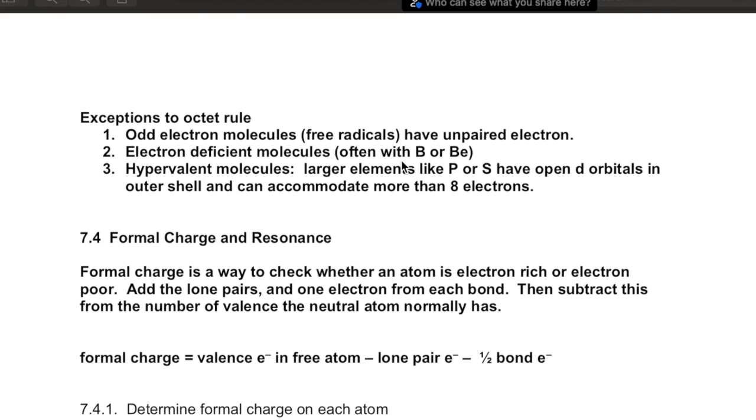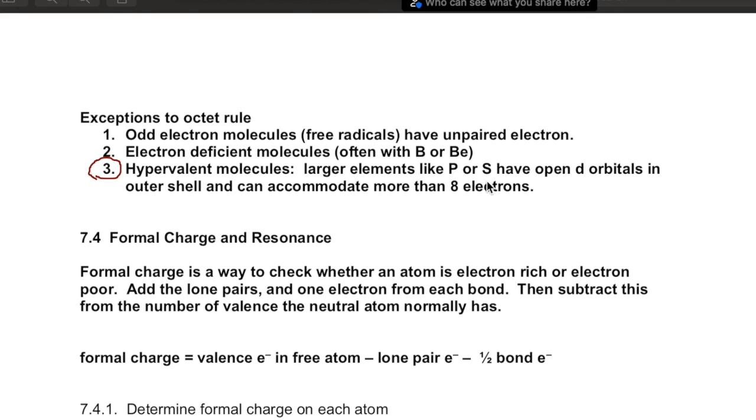So beryllium only having 2 valence electrons and boron only having 3 valence electrons sometimes forms a structure where the boron or the beryllium atom does not have a complete octet. Again, we're not going to deal with those too much, but one thing that we are going to see a few of are these hypervalent molecules.